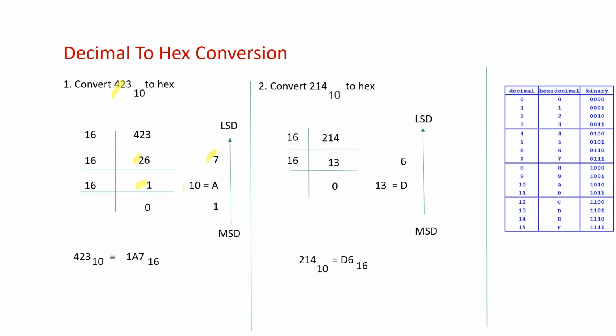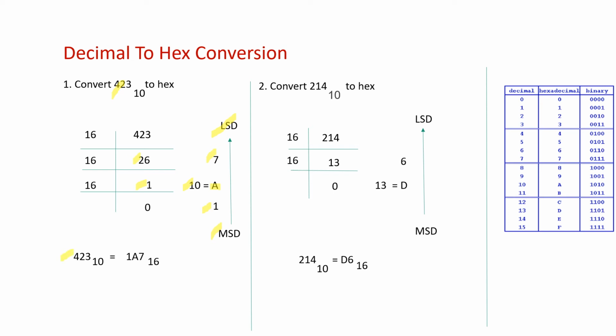The hexadecimal value equivalent to 10 is A, and that is noted down. Again 1 is remaining, so it is not divisible by 16, so the quotient is 0 and the remainder is 1. The digits are noted down from the bottom to the top, that is from the MSD, most significant digit, to the least significant digit. So 423 in decimal is the same as 1A7 in hexadecimal.